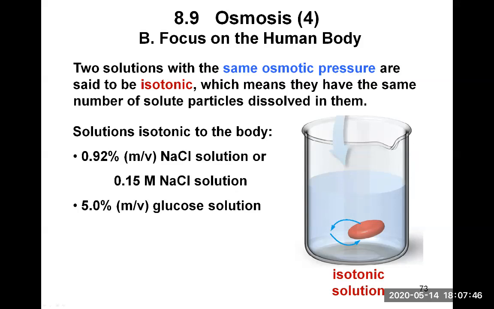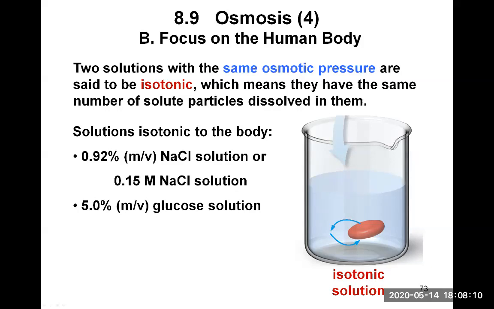But remember that osmosis is a colligative property that depends on the number of solute particles dissolved, and it does not matter the identity of the solute particles. Here, when it's isotonic, the number of solute particles is the same between two solutions.